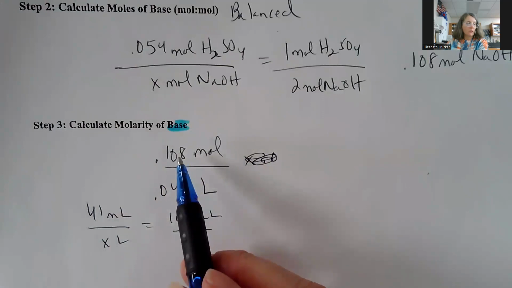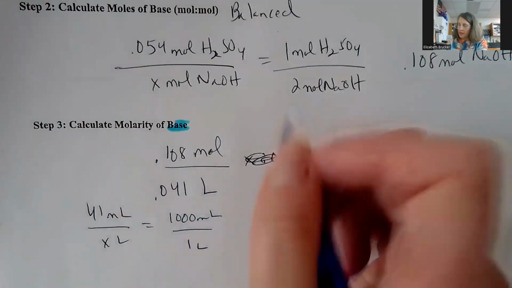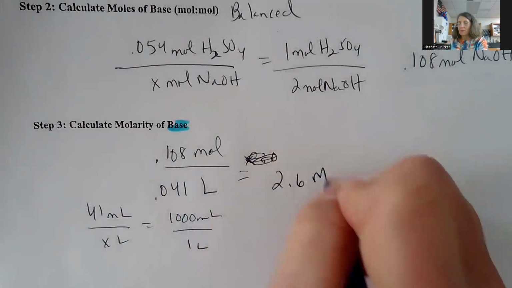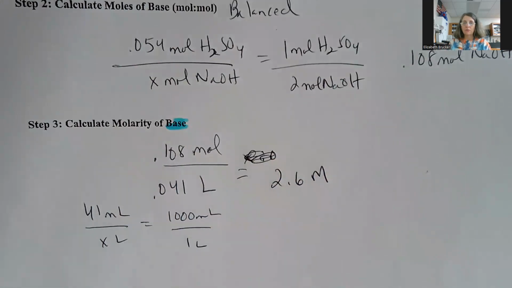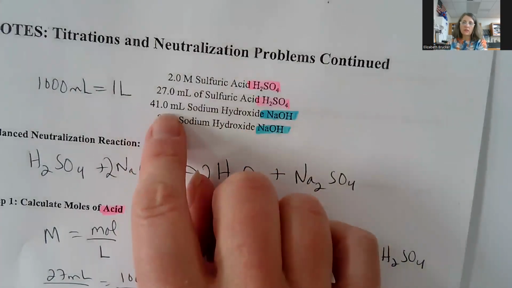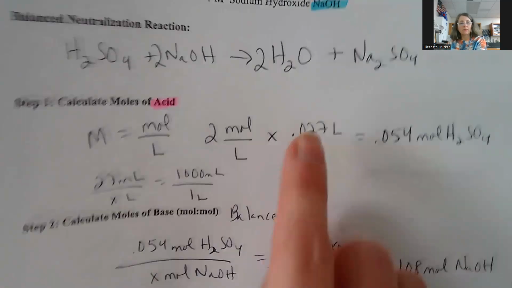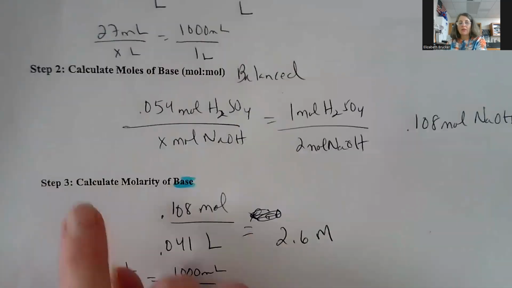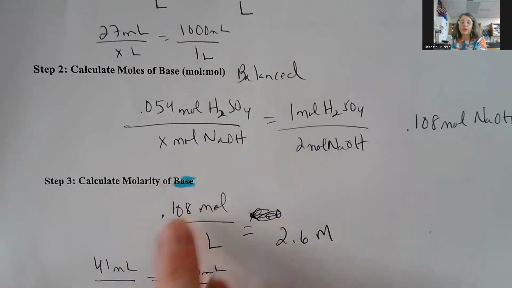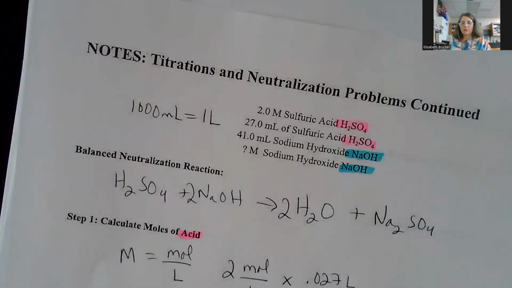So if I divide 0.108 moles by the 0.041, I end up with 2.6 molarity as my final answer. So all of these titration problems, you're going to be given an acid and a base, and you're going to be looking for one missing piece of the problem. You always calculate the one that you have 2 bits of information for. You take the balanced equation, and then you calculate whatever you're left with, the 2 bits of information, to find the molarity. So that's the basics of your titrations.